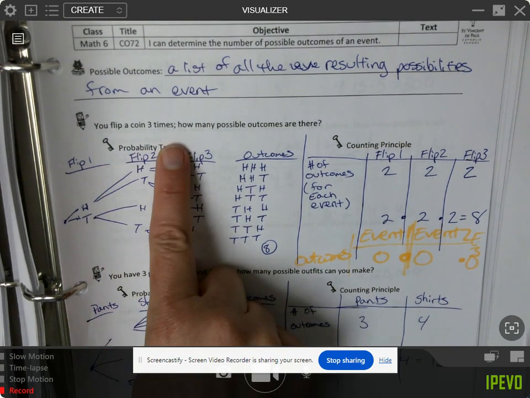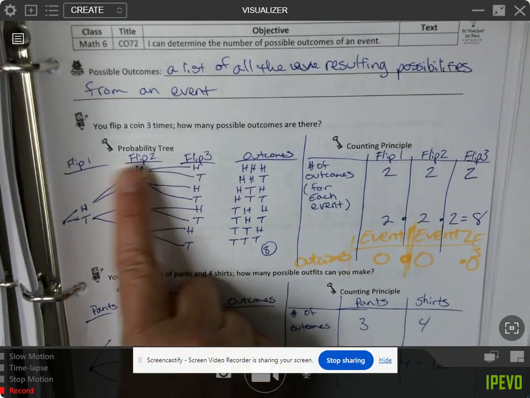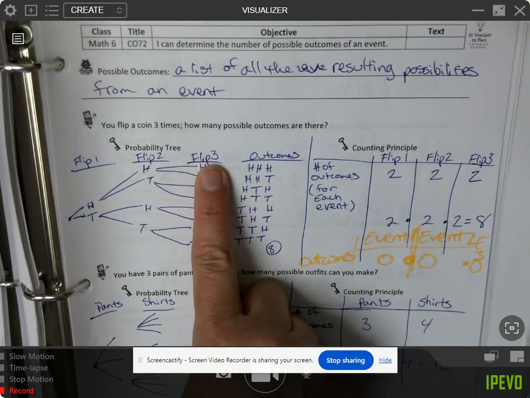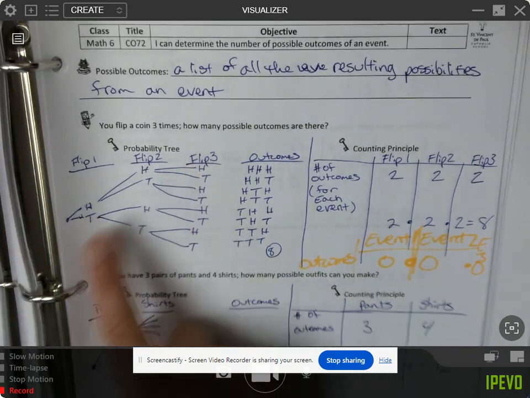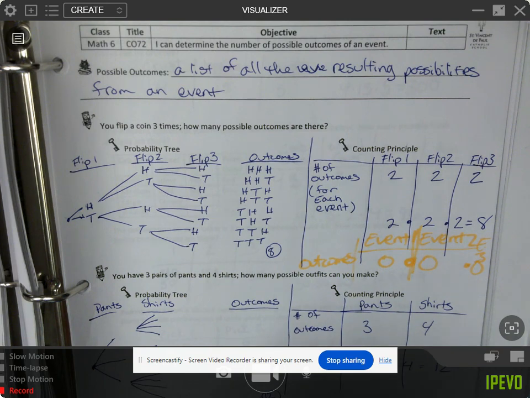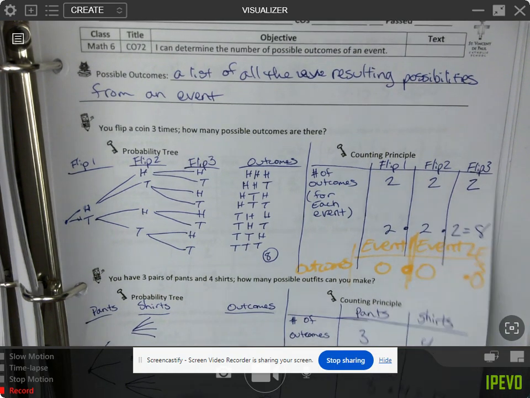So if you're doing the probability tree, you would want event 1, event 2, event 3. Okay, so you have to look at each event. What are the outcomes? Kelly, can you put the stars away, please? Thank you. All right.